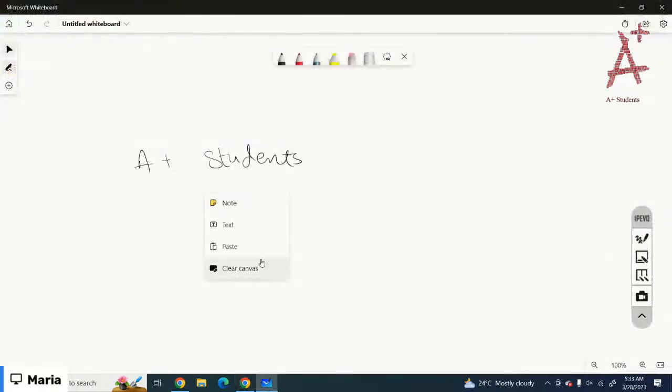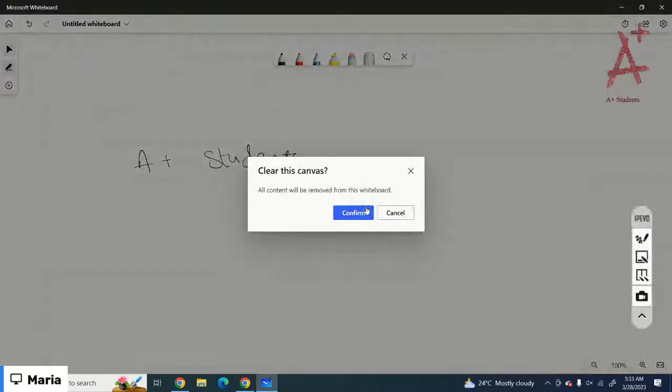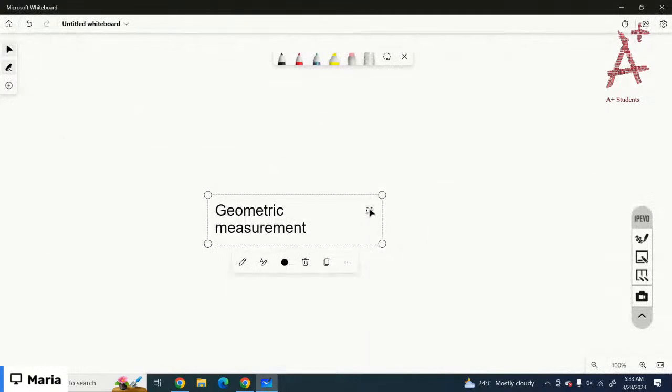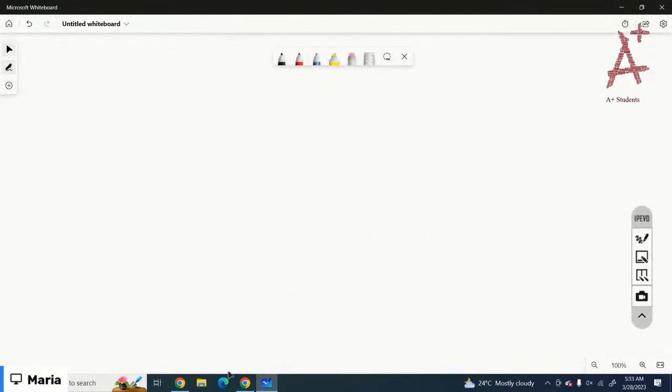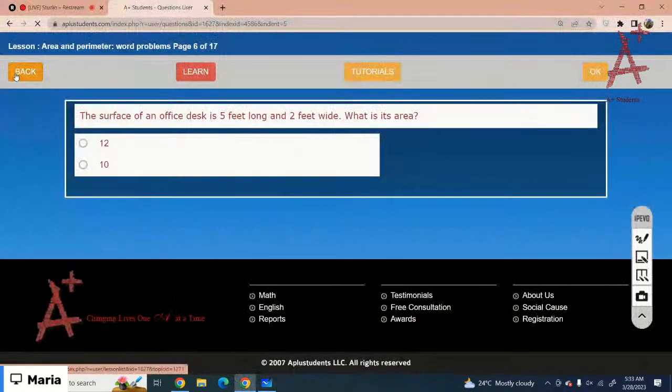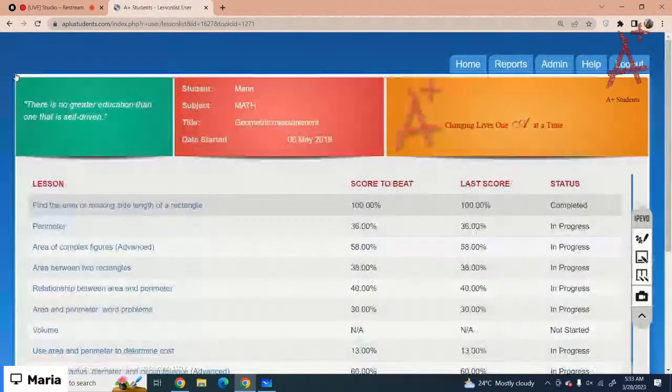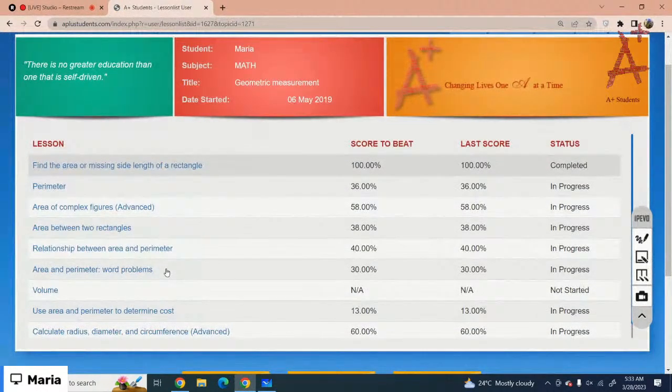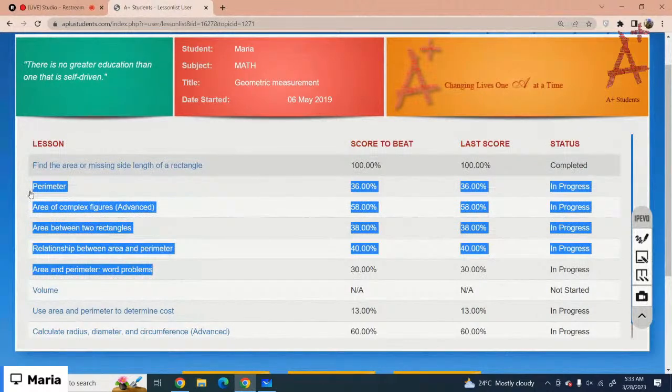So we are working on grade 4 maths. The chapter we are working on is geometric measurement. These are the lessons we have covered today: perimeter, area of complex figures, area between two rectangles, area and perimeter, relationship between area and perimeter, and then area and perimeter word problems.